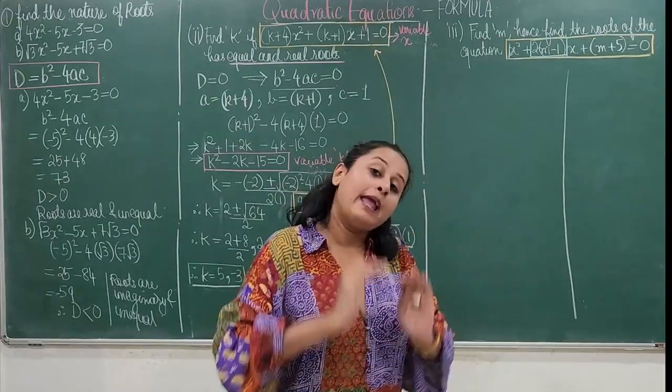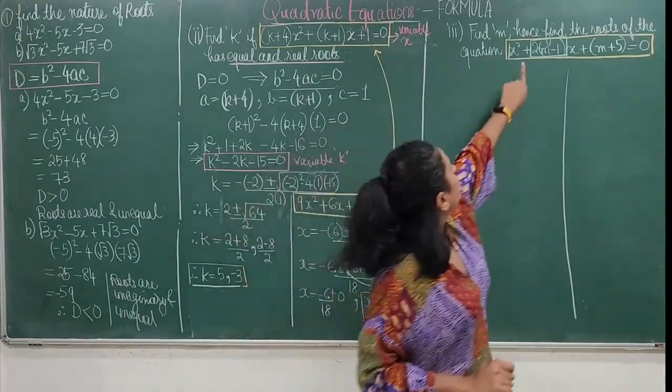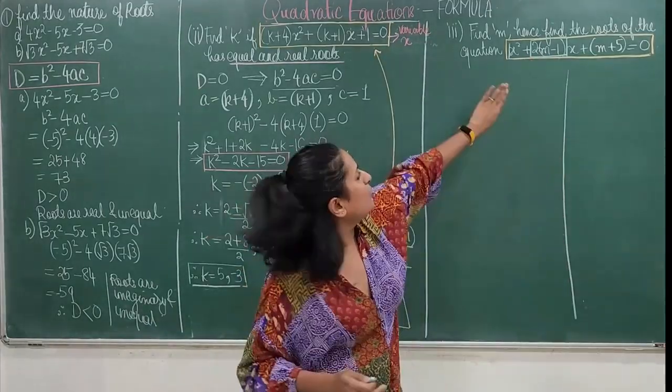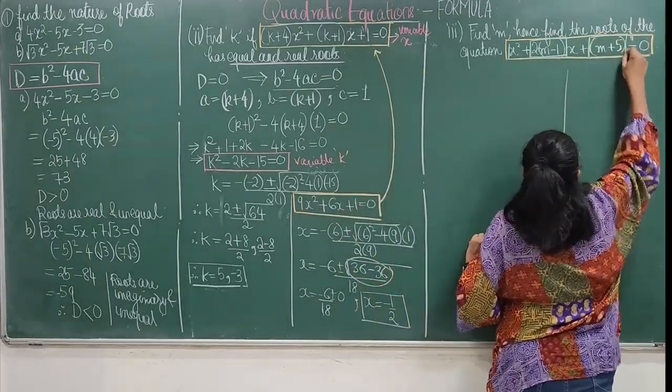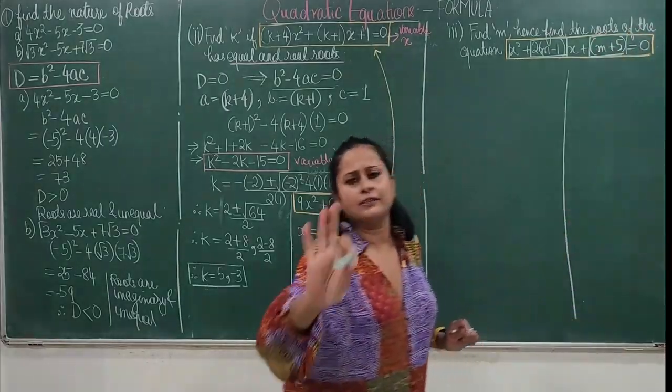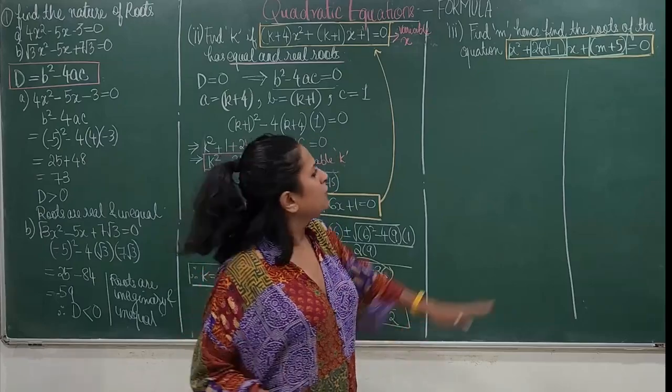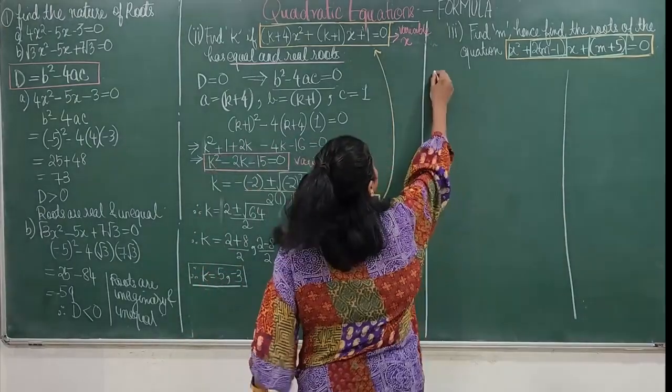2 bracket m minus 1. That means 2m minus 2 is the coefficient of x. Don't make any mistake. And anything which does not have x or x square with it becomes the constant. So this is your C. So what is my A?